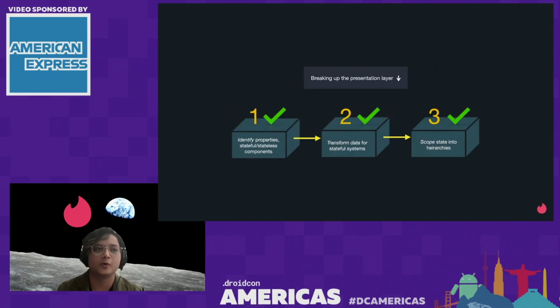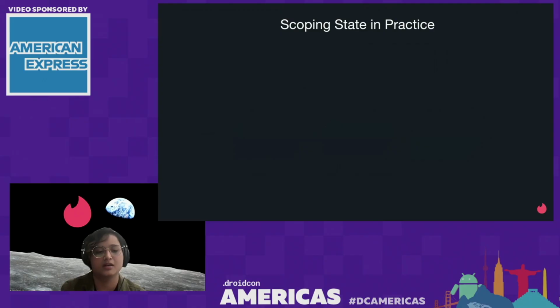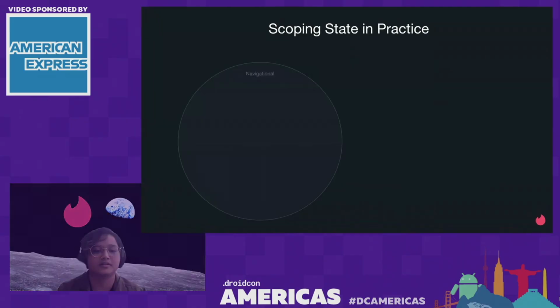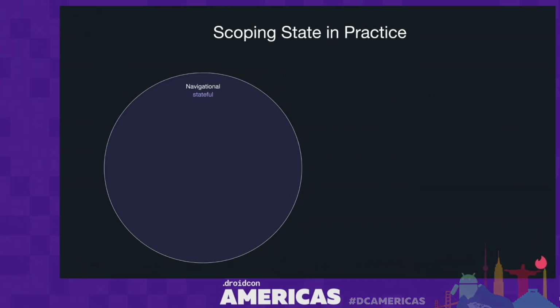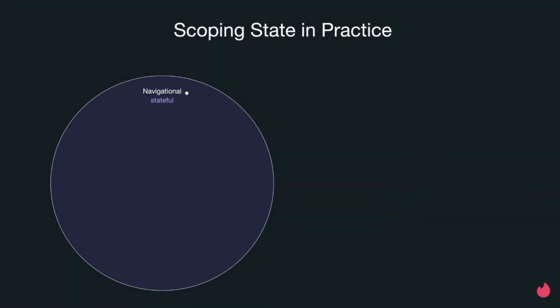After we've made a quick tour of each of these main points, let's review how the app, the Space Library app, is scoped at the moment. The outermost layer here deals with navigation, and by its very nature is of course stateful. It's represented by a view model and a state.